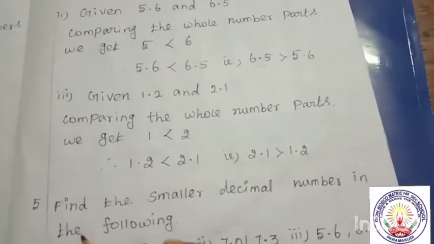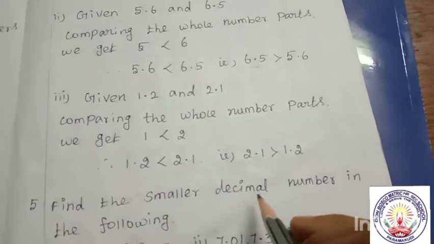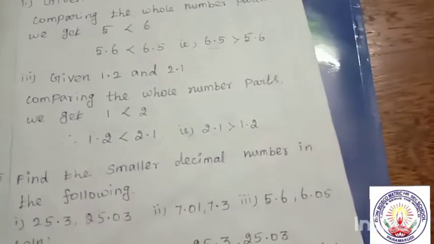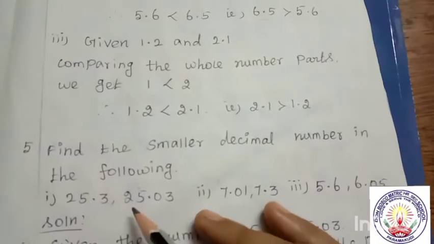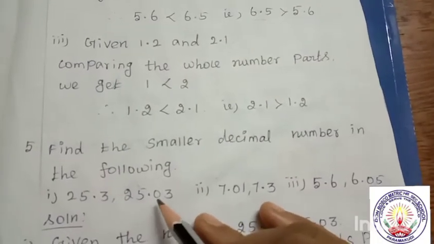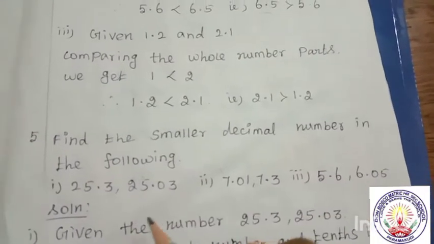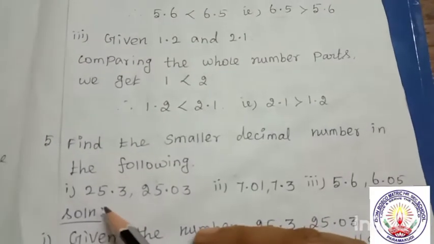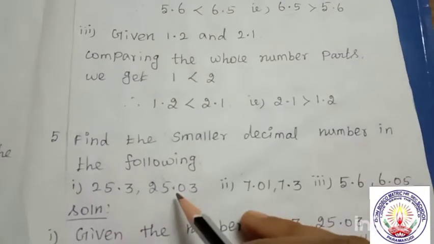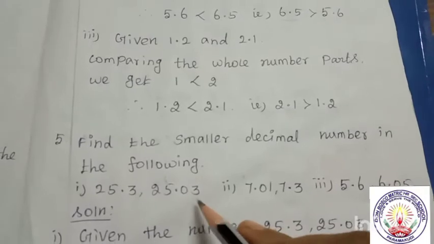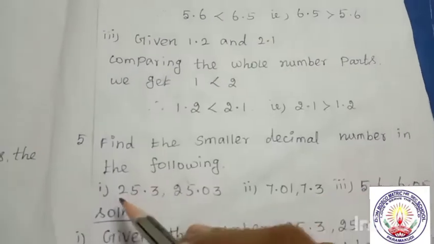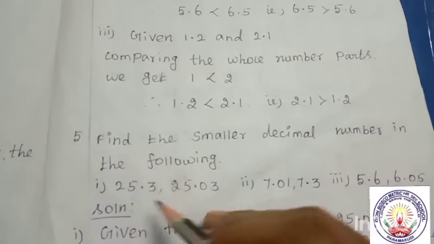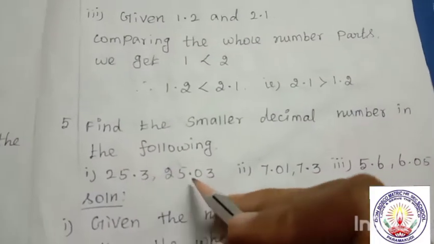Next, find the smaller decimal number in the following. First one, 25.3 and another one 25.03. Given the numbers 25.3 and 25.03. First of all, we compare the whole numbers. Whole numbers are the same. Next, you compare the tenths place.